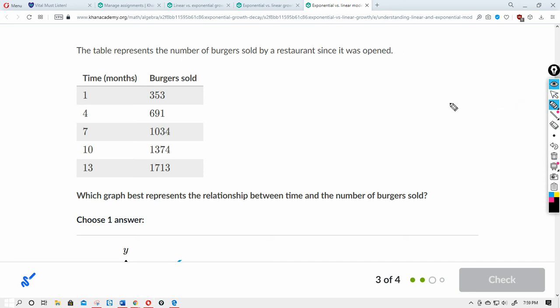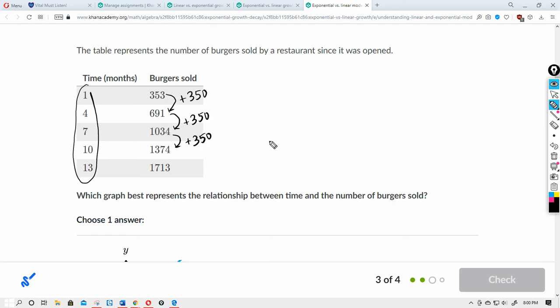All right. Table represents the number of burgers sold by a restaurant. So let's see. You can see everything here goes up by 3 each time. So we don't have to worry about that. On the right, I'm seeing that it increases by about, I'm just going to estimate it's about 350 each time. Okay, so this one is definitely linear.